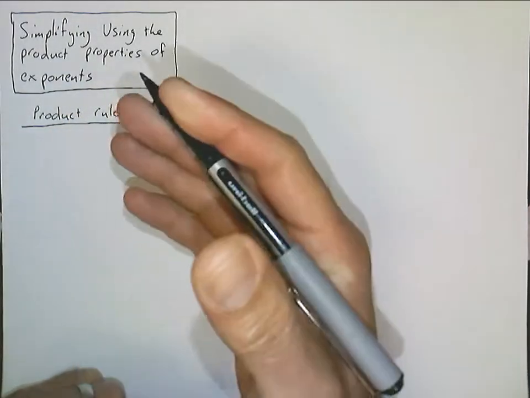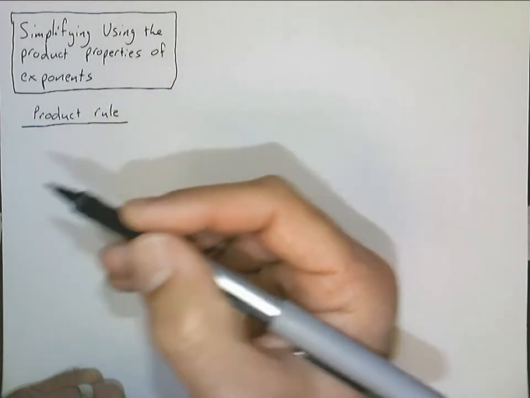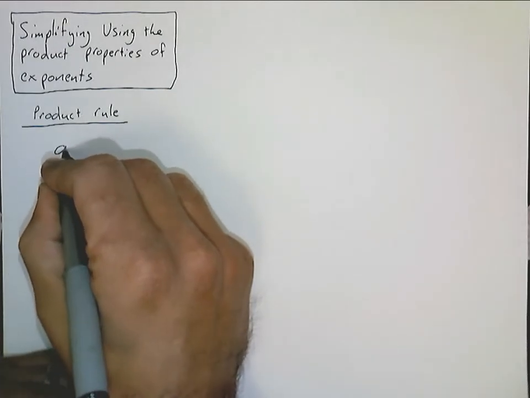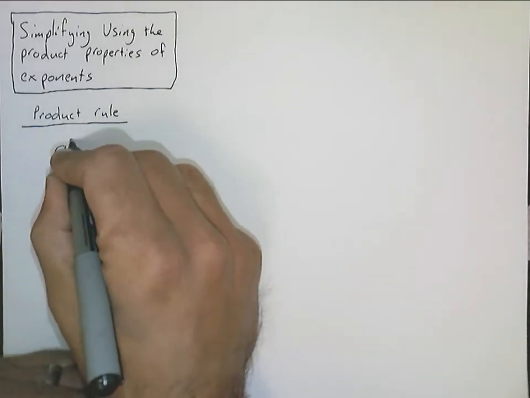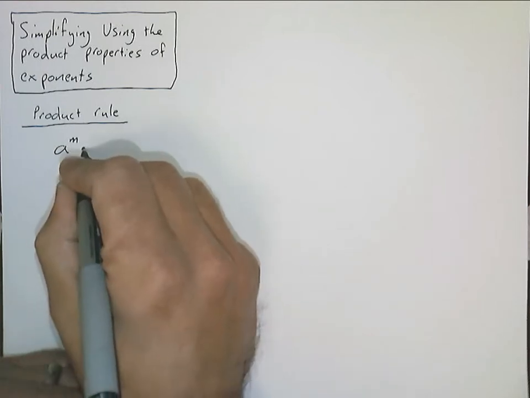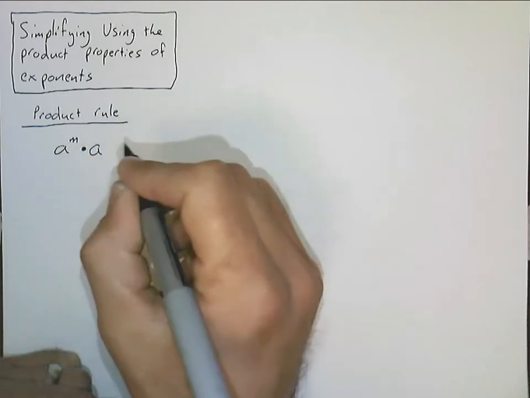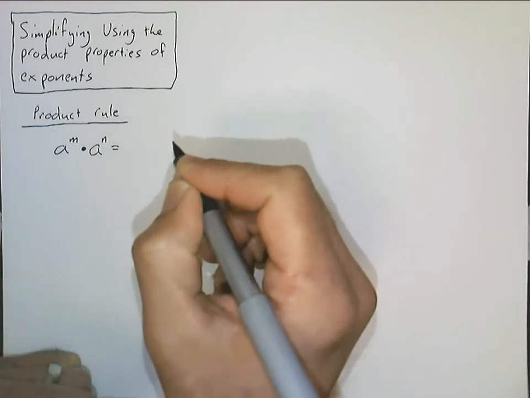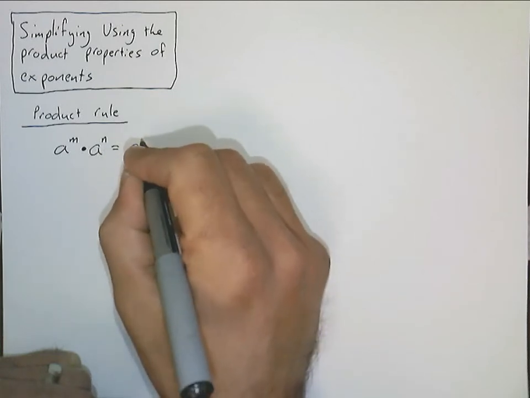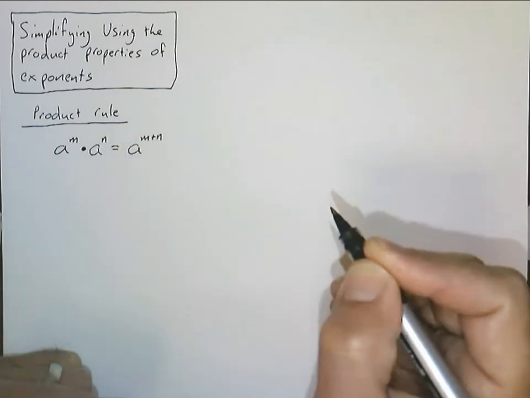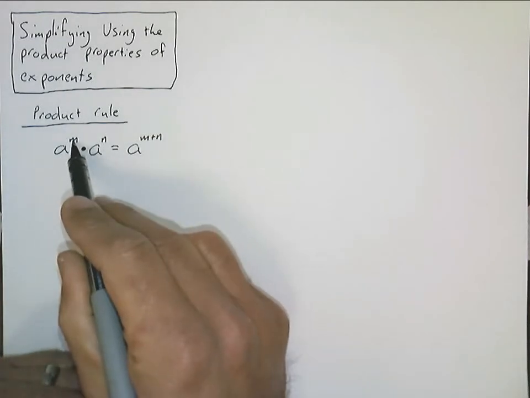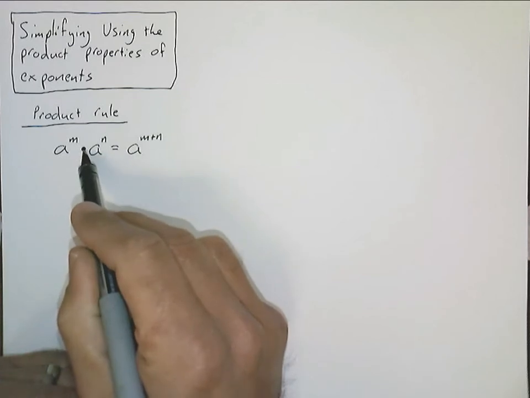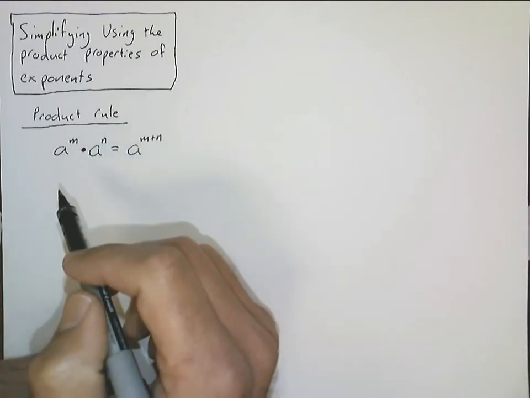This is what we use when we have a product of two exponential expressions using the same base. So we have some value a raised to the power of m, and we multiply that by that same base raised to the power n. That is equal to a to the power of m plus n. We're multiplying, so all we have to do is add the two exponents together. That's how we do this multiplication by applying the product rule.